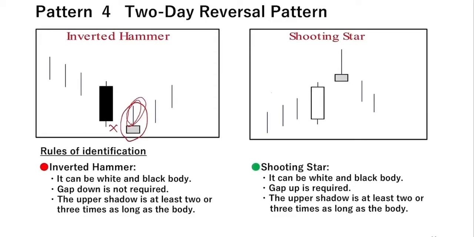And then for the shooting star, it can be a white or black body. And then a gap up is required. That means here we need power to get the price going up. And then the upper shadow is at least 2 or 3 times as long as the body. So here it means the longer the better.